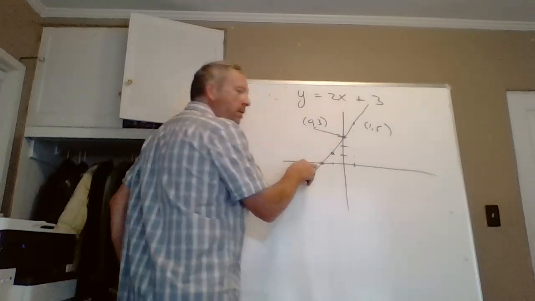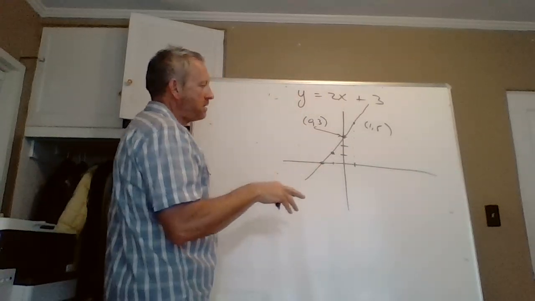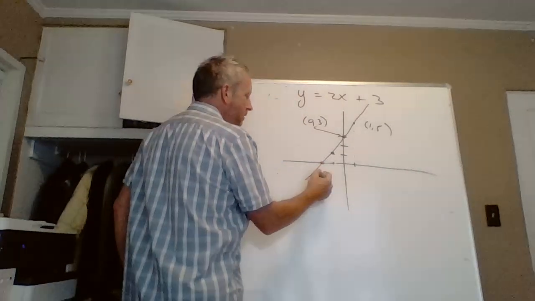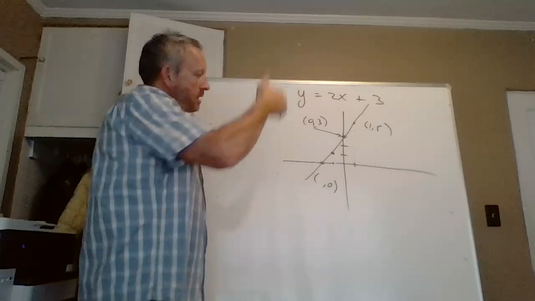What do I know about this point right here? Well, the one thing I know is it's not up or down. It's right on the x-axis. So the y-coordinate has got to be 0, because it's not up and it's not down.